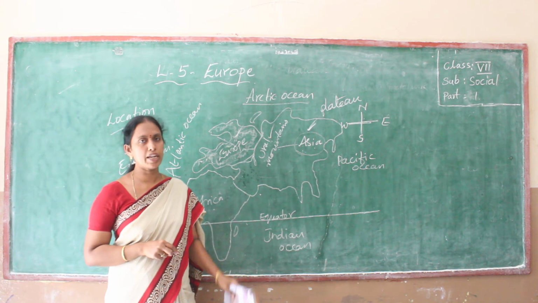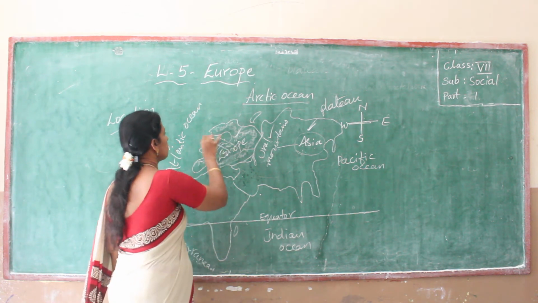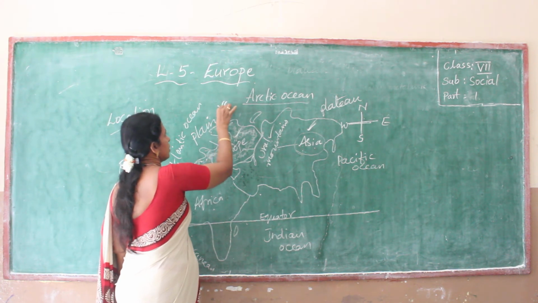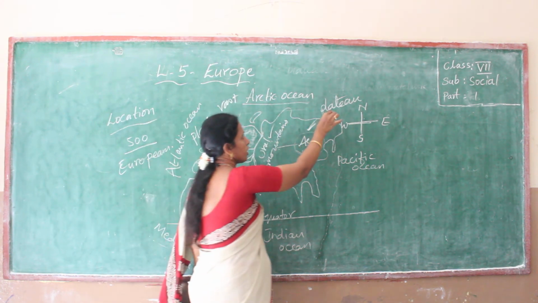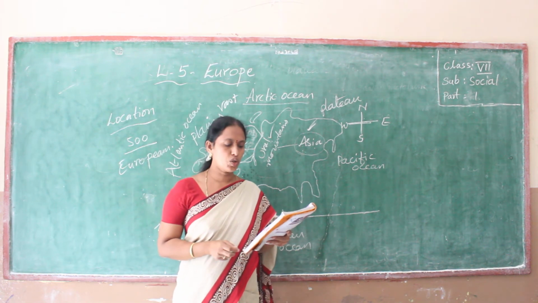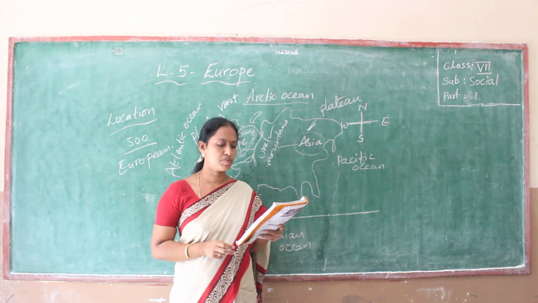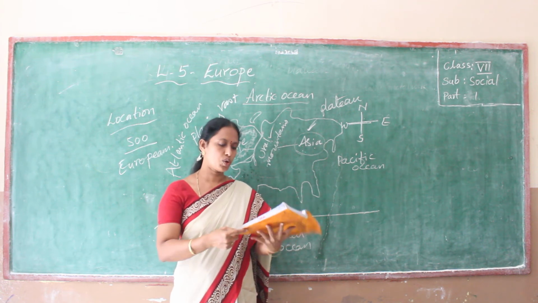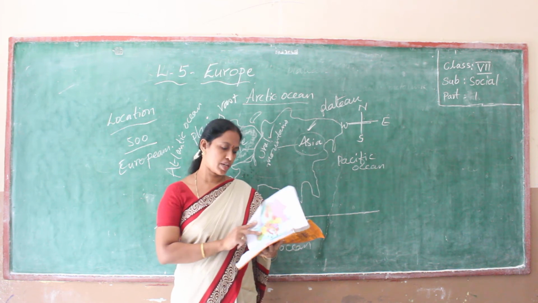There are vast plains in Europe. In Europe, so many plains are there. Vast plains. In Asia, so many plateaus are there. Eastern Europe is a vast plain which stretches across several countries like Russia, Ukraine, Poland, Belarus, etc.